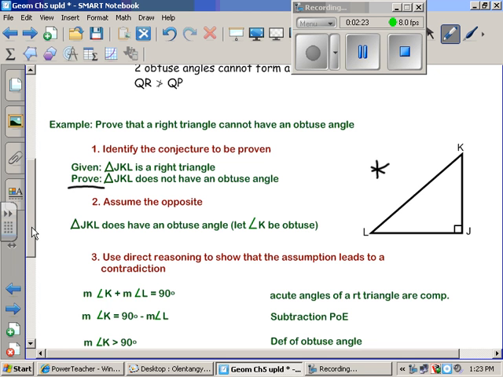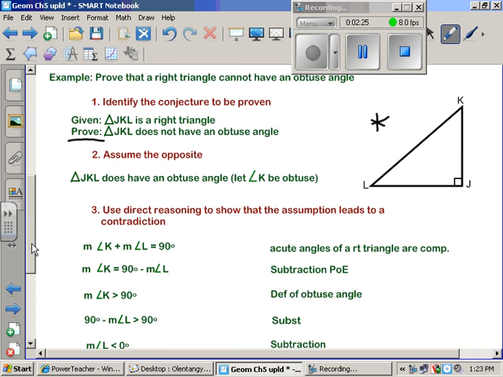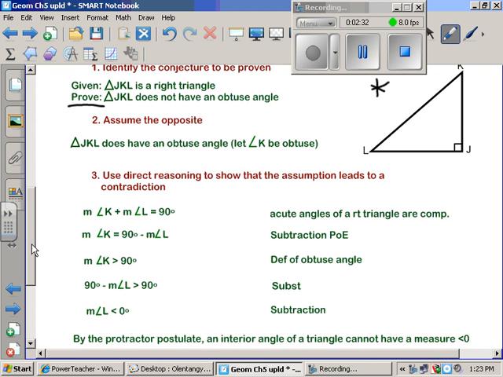Okay. Our third step would be use good old regular proofs to prove that as far as we can, and hopefully hit something that's false. So in this case, I would say, because angle J is a right angle, angle K plus angle L must equal 90 degrees. That's the acute angles of a right triangle theorem. Then angle K, if I just subtract angle L from both sides, I get angle K is equal to 90 minus angle L.